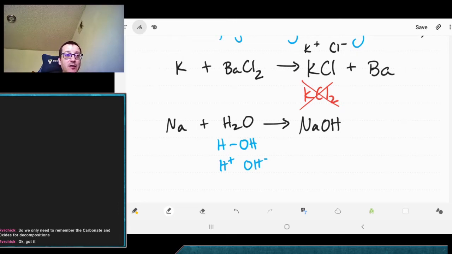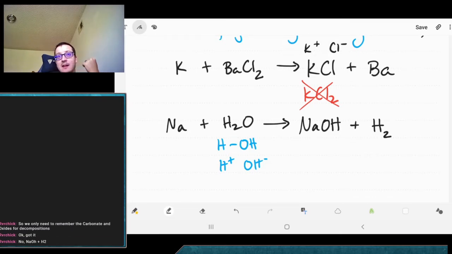And if we're kicking out the H plus, can we leave hydrogen like this ever? Remember, hydrogen is diatomic. We gotta have its 2 there. So with all of these, always be on the lookout for 2 things: diatomic elements and charge balancing. Exactly. Yeah, so you should definitely get H2 there as your other product.